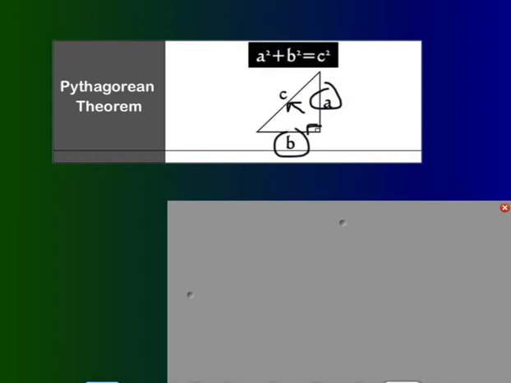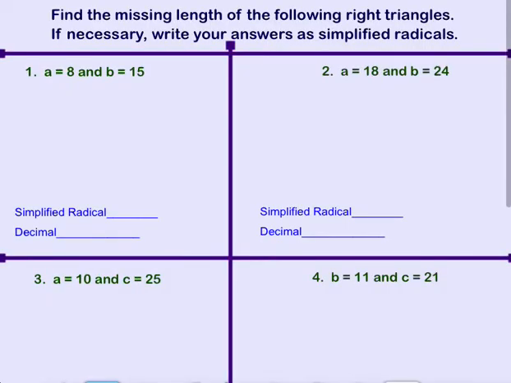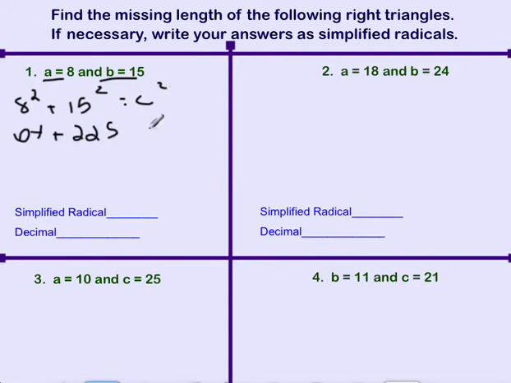All right, taking a look first at number 1. For number 1, we have a is equal to 8 and b is equal to 15. Both of these are going to be legs. So 8 squared plus 15 squared is equal to c squared. That's 64 plus 225 is equal to c squared. So c squared is equal to 289. Well, I don't want to know what c squared is. I want to know what c is.